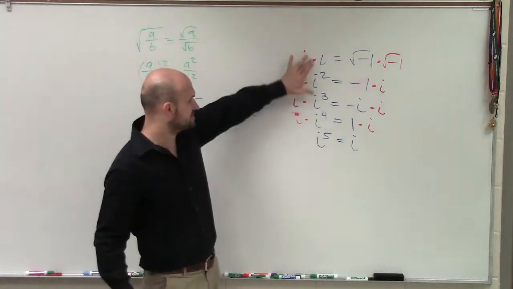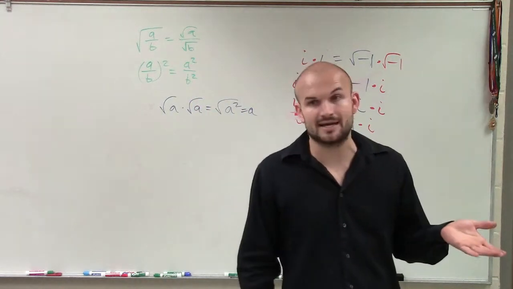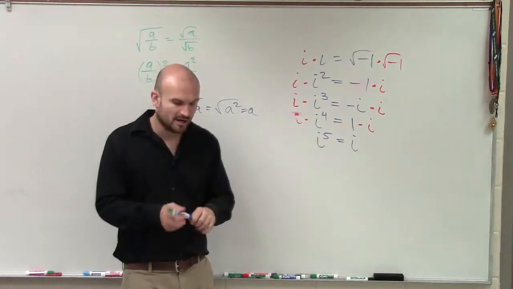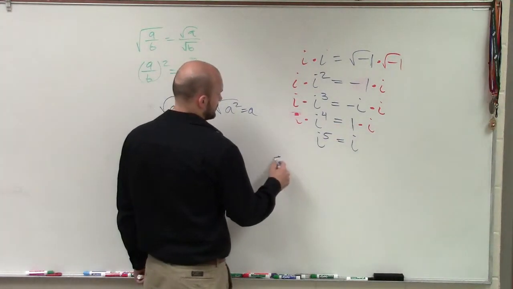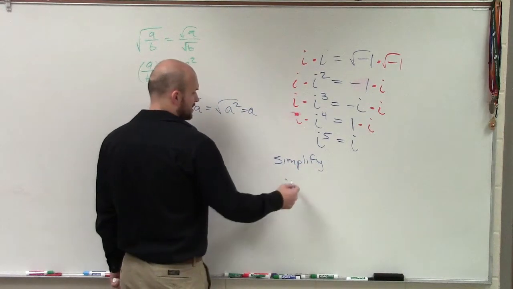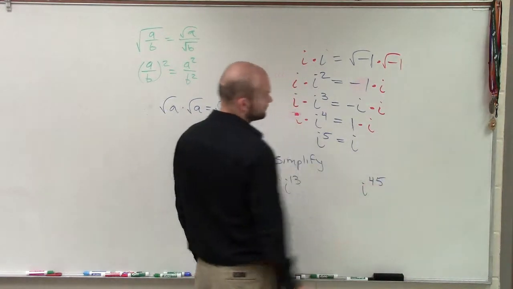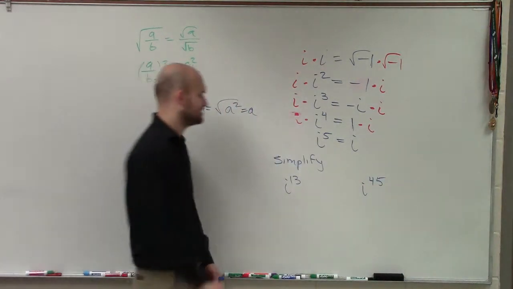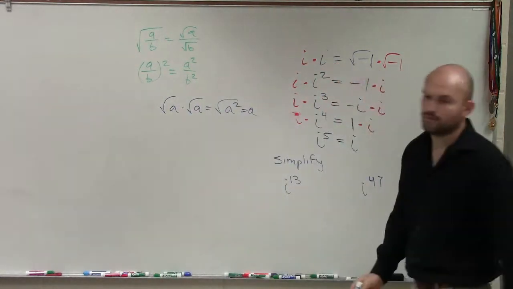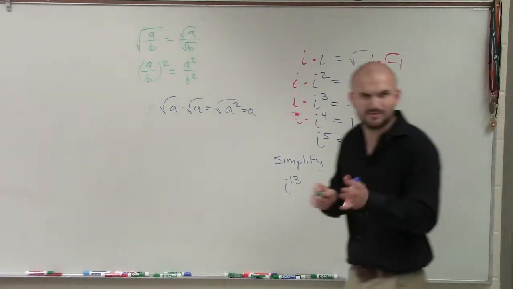So why is this really important? Well, it's important to know i through 4, right? Because what if you're multiplying and you have i squared times i? Well, that's i cubed, and you need to know how to simplify i cubed. But also, what if I say simplify i to the 13th and i to the 45th? That's the same answer. What if you had a problem where you had i to the 13th and i to the 47th? Does anybody remember what you're supposed to do on these?